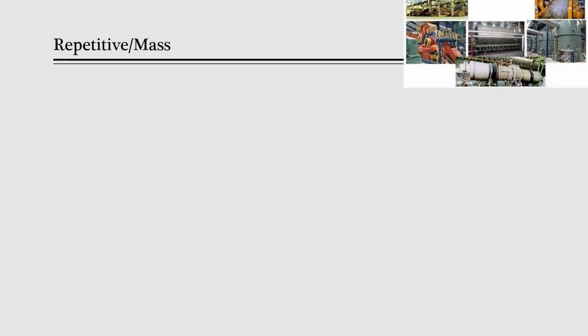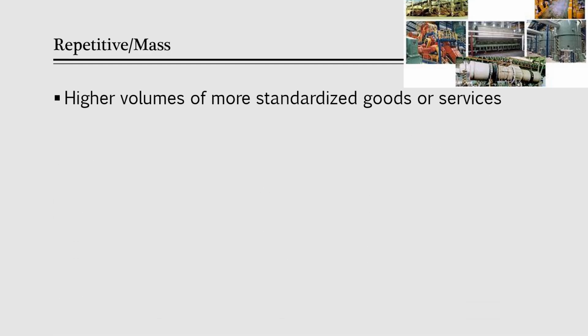Repetitive manufacturing flow uses a series of steps to produce a final product. Repetitive manufacturing involves a higher volume of more standardized goods or services.